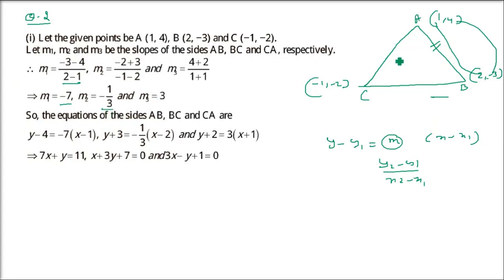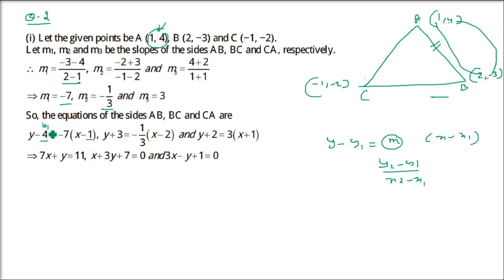Now coming to the third slope, you also find that: 4 minus (-2), that is 4 plus 2, 6, and 1 minus (-2), that is 1 plus 1, 2. So 6 by 2, that is 3. All the slopes have come. Now for the first line you can take x1, y1 as (1, 4). Let me just tell you one of the lines: y minus y1 equals m times (x minus x1), with m as -7.